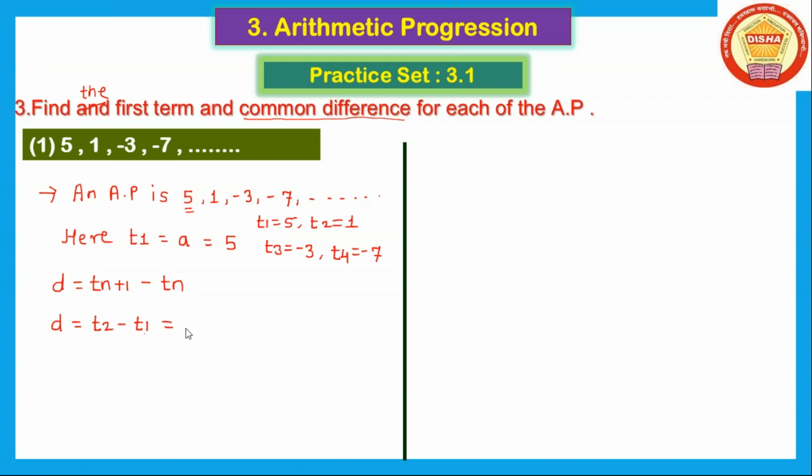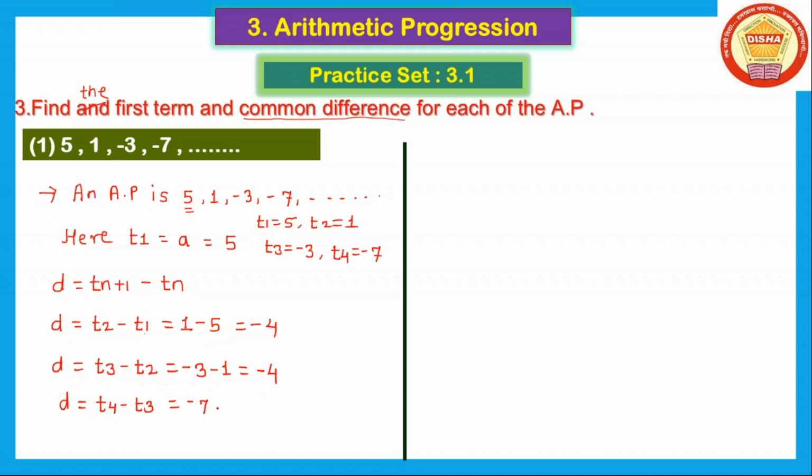Okay. Then here we find the difference, that is T2 minus T1. The second term is 1. Okay. Minus T1 is 5. Means 1 minus 5 is equal to -4. Then again we find D is equal to T3 minus T2. T3 is -3, minus T2 is 1. Both have the same sign, so here we do addition and give the sign of the bigger number. Okay. Then again we take here T4 minus T3.